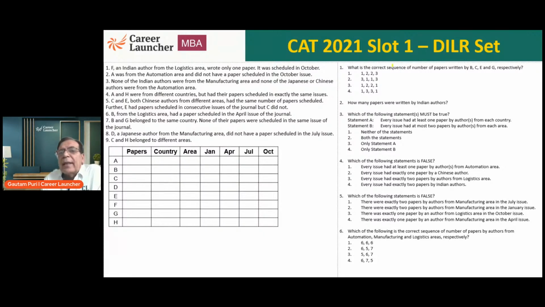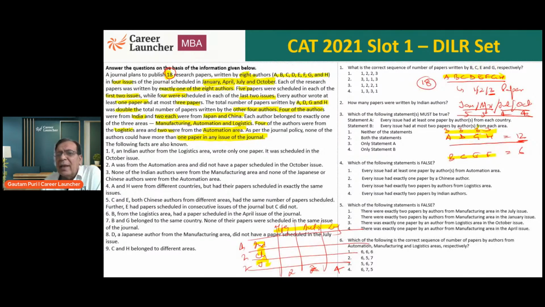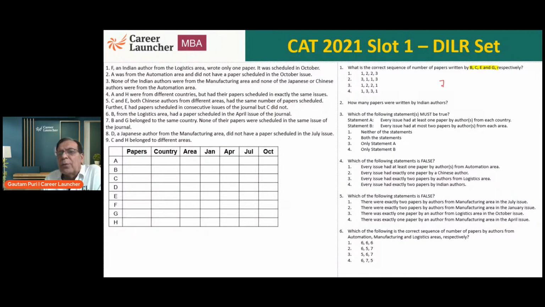First question: what is the correct sequence of number of papers written by B, C, E, G? Very good question. We have already found out how many G has written: 3. G has written 3 papers. So this question I can clearly use as a jugaad question, and I can say choices 3 and 4 are wrong, because G can write only 3 papers. So 2 choices gone.